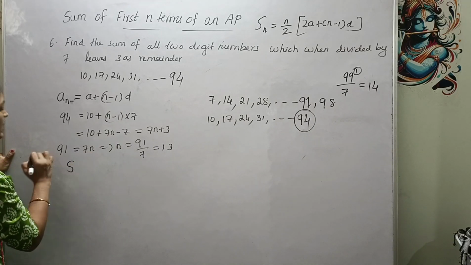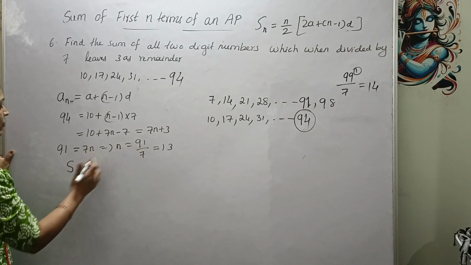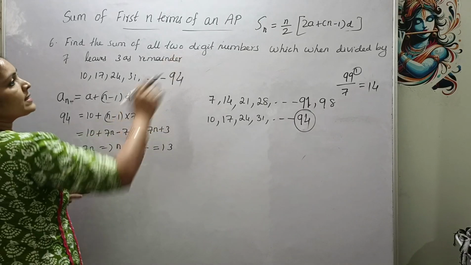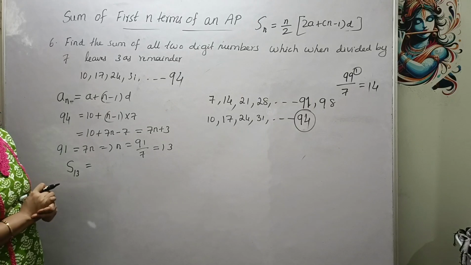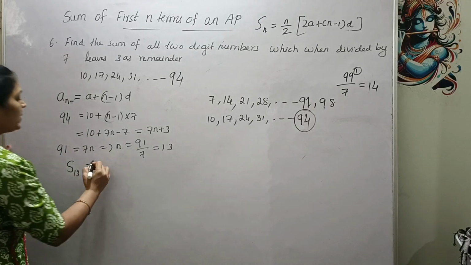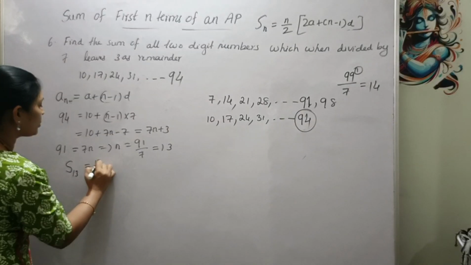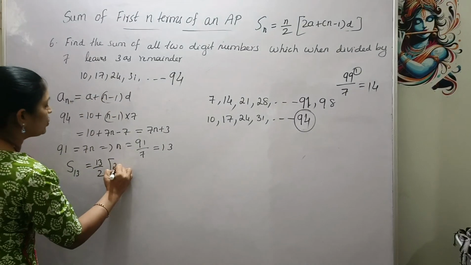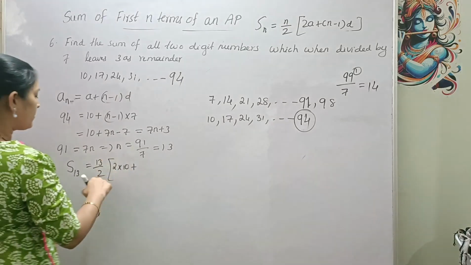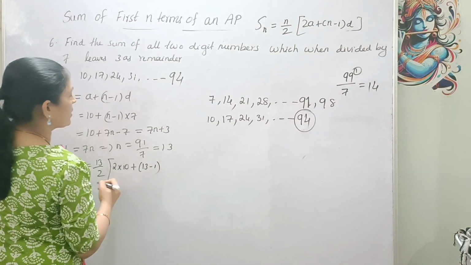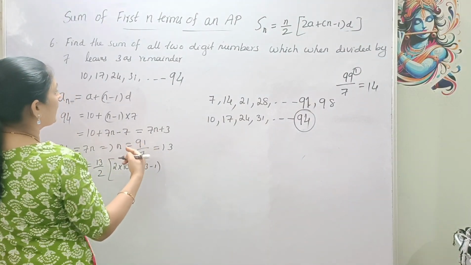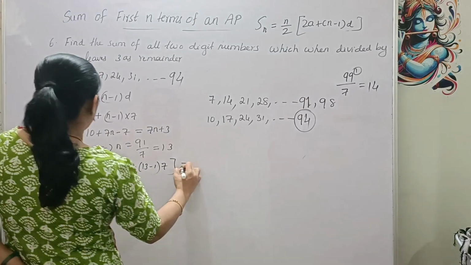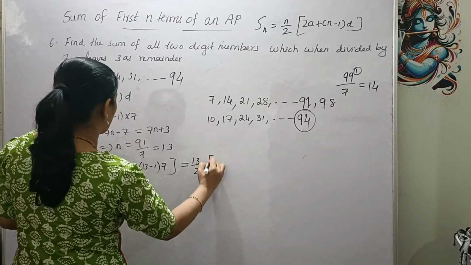So what is the sum? Sn. What is n? n is 13, right? Yes, 13. The formula is Sn is equal to n by 2 into 2a plus n minus 1 into d. That is here n by 2, 13 by 2 into 2 into a. What is a? 10. 2 into 10 plus n minus 1, that is 13 minus 1, into d. What is d? 7. Okay.